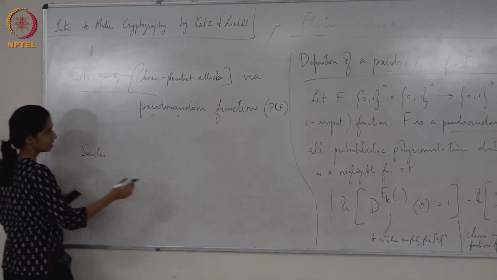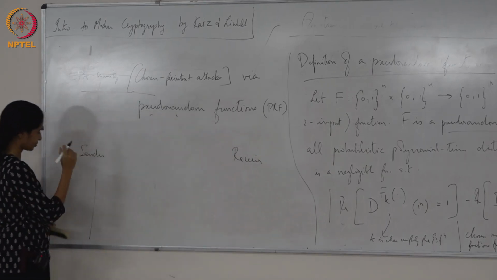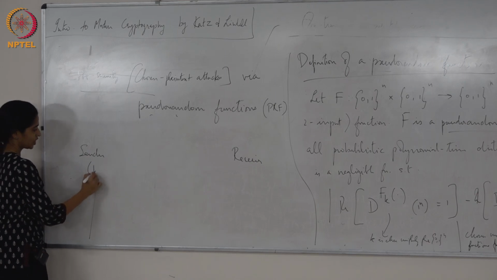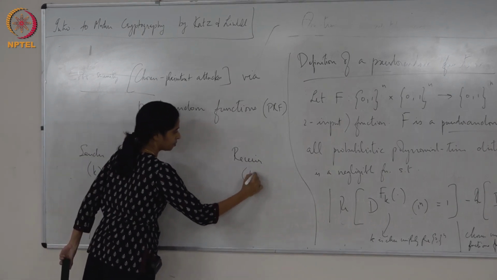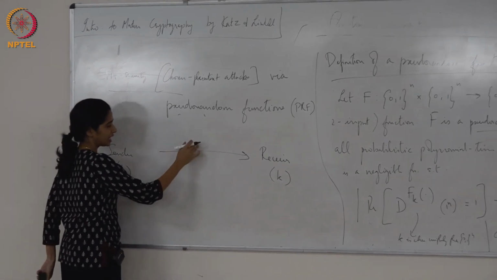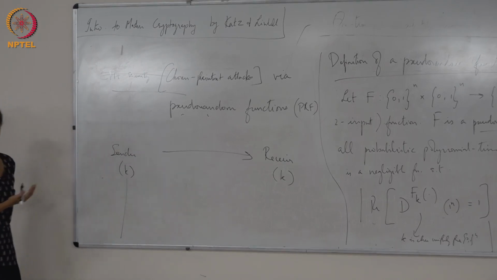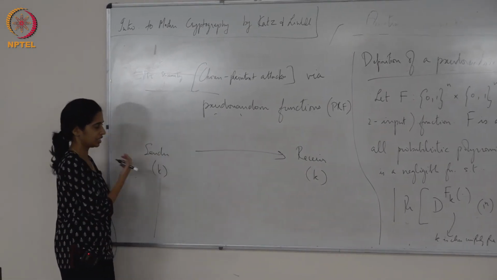Now, consider a sender and a receiver. They both share a key K, and we want to build a scheme such that it's CPA secure. So, now we have this tool, a PRF, so assume pseudo-random functions exist.